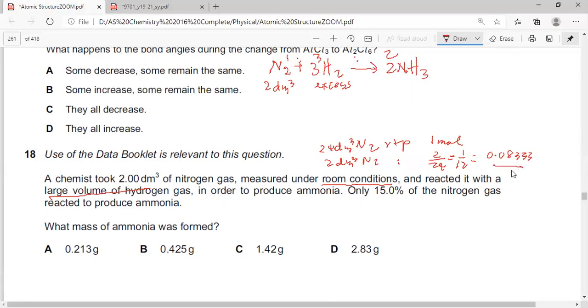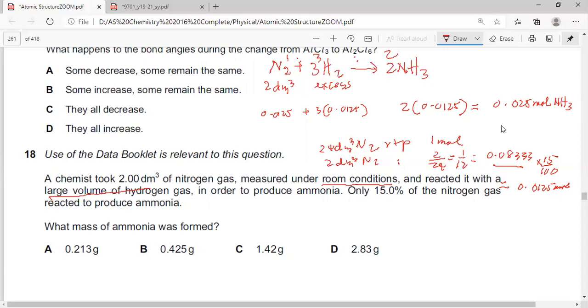Out of this, how many percent reacted? Only 50%, the rest are lost. I calculated it out, and it equals 0.0125 moles. So the 0.0125 moles which reacted will react with 3 times 0.0125 moles of hydrogen, to give 2 times 0.0125 moles, which will give you 0.025 moles of ammonia.